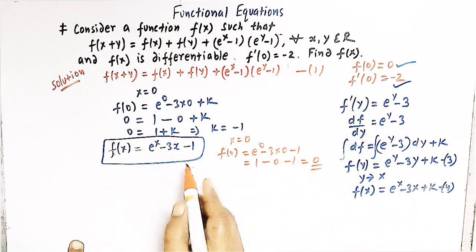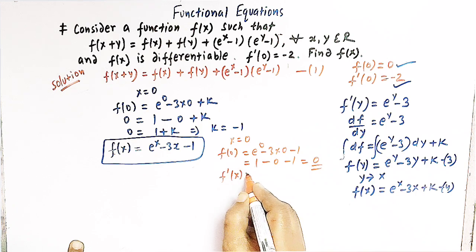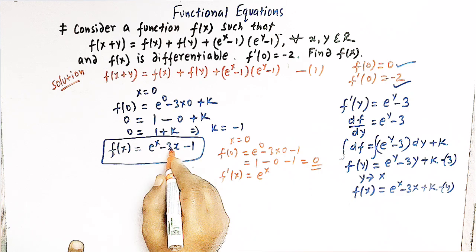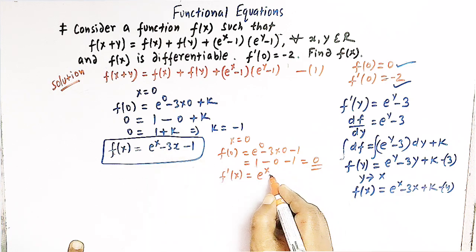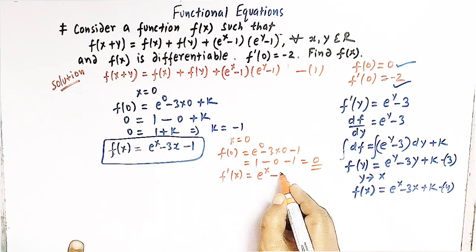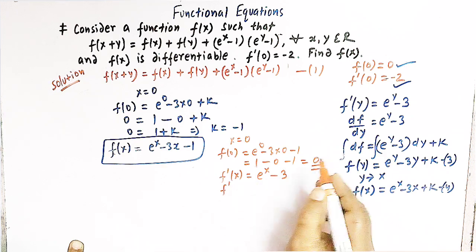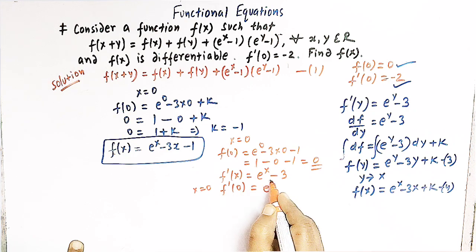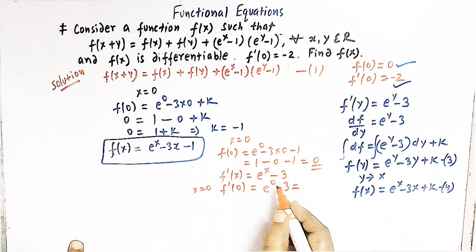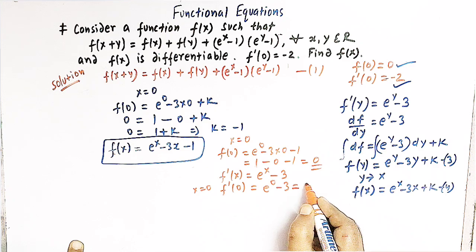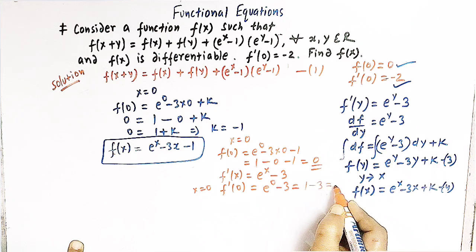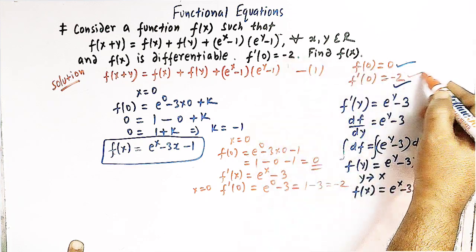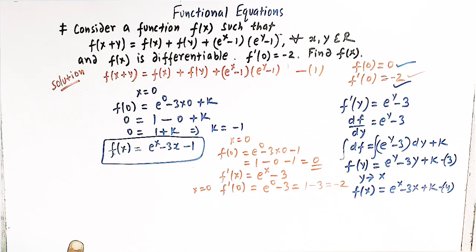And if we differentiate this function, we have f prime of x is equal to the derivative of e raised to x is simply e raised to x, and the derivative of 3x is simply 3. So here we have 3. Now if we take here x is equal to 0, we have f prime of 0 is equal to e raised to 0 minus 3, and e raised to 0 is equal to 1. So we have 1 minus 3, that is equal to minus 2, right? And this is given in the problem. So we have f prime of 0 is equal to minus 2.